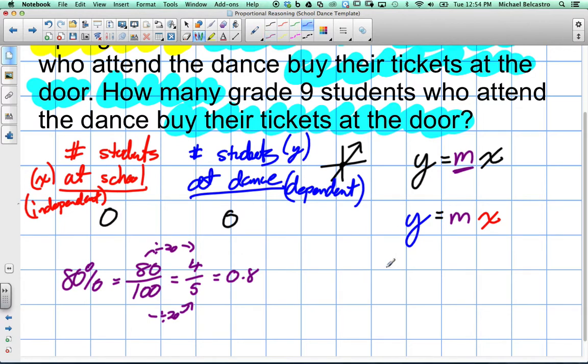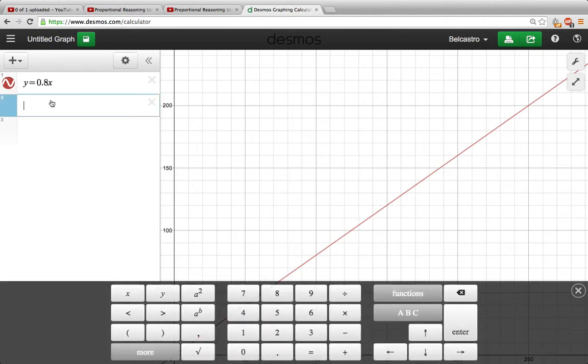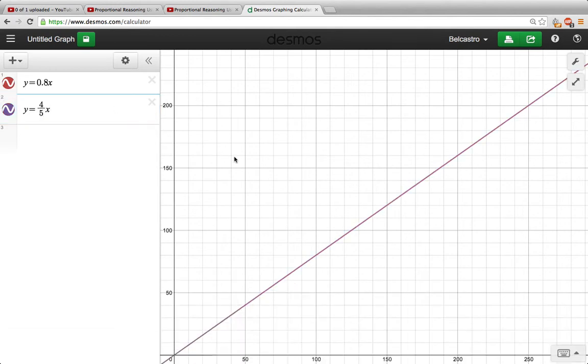So I can write my equation as y is equal to 0.8x, or we can write our equation y is equal to 4 over 5 or 80 over 100 times x. Any of them are acceptable because they're equivalent fractions. So let's go to our dynamic software and type this in. Get rid of this one to start. Y equals 0.8x, and I just want to show you y equals 4 divided by 5 times x gives us the exact same line. You'll see they put a purple line right above where the red line used to be, which is great.